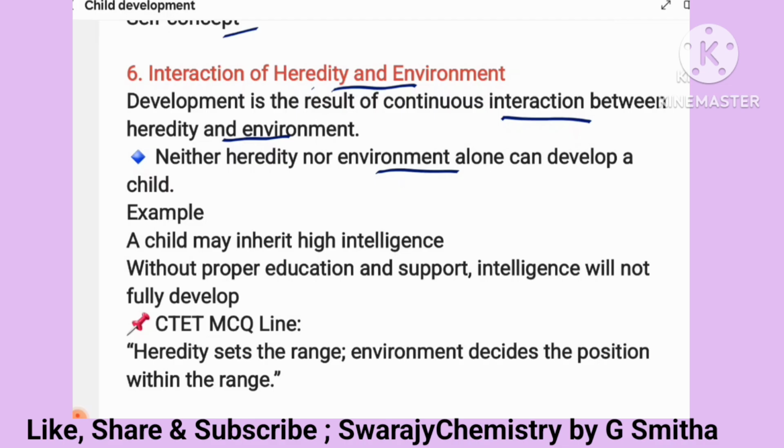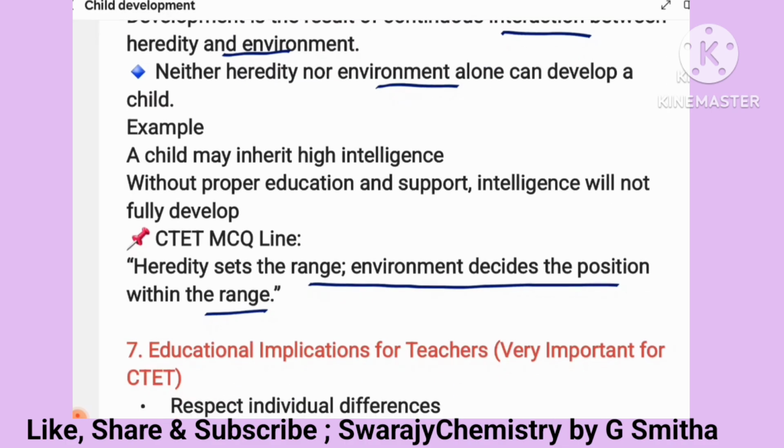So please remember, heredity sets the range, environment decides the position within the range. It means heredity decides the limit, environment decides the level within that limit. That is why a teacher cannot change heredity, but a teacher can change the environment, and by improving the environment, a teacher can maximize child development. Now we come to the most important section for CTET.